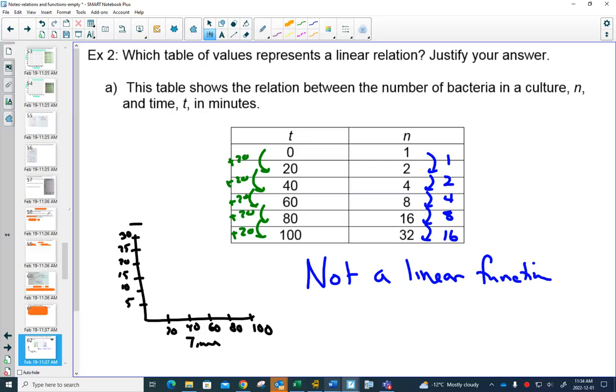If I would graph this, can you see that you have 0, 1, then 20, 2, 40, 4, 60, 8, 80, 16, and 100, 32. Is that a straight line? No. So it would have to be a perfect straight line in order to be a linear function. But we can just check it by looking at the values. So let's look at the next one.